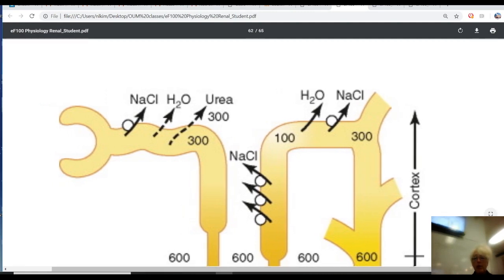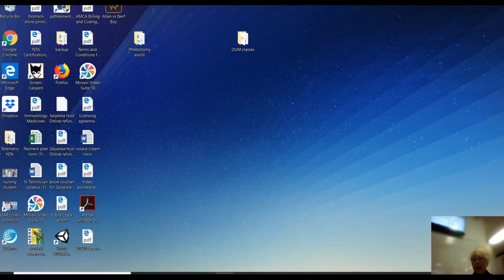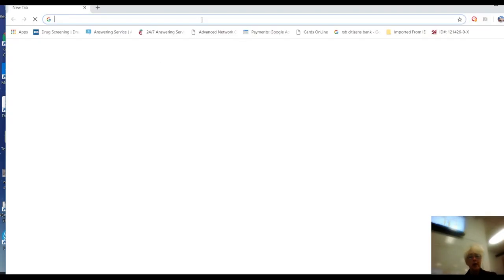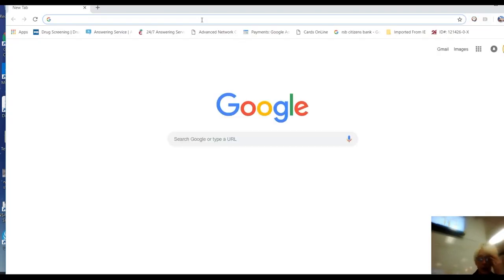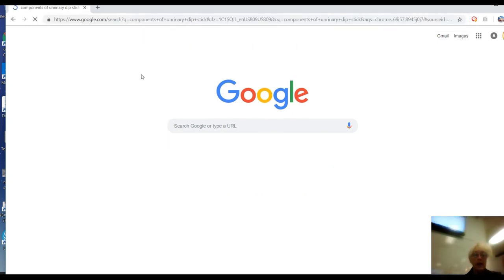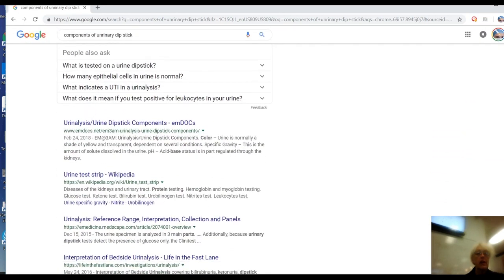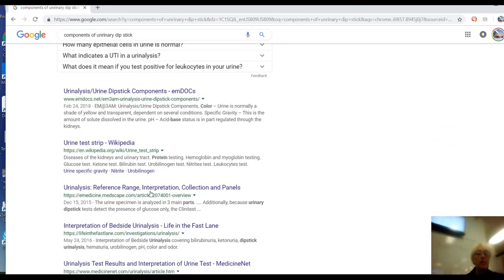This is how urine is formed. Kind of cool. We're going to take a look at the components of urine on the urine dipstick vials. It's kind of cool, the different types of compounds that are in urine. If you want to do this, let's just take a look real quick. Let's Google, since I don't have the book open, components of urinary dipstick. I'll probably pull up some type of lab.